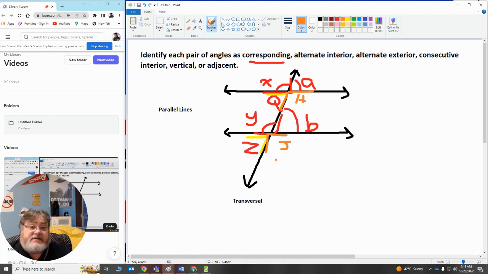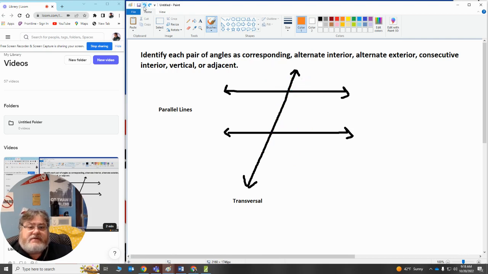Okay, so let's say that angle H was, we'll say, 98 degrees. If J is 98 degrees, so will H. H will also be 98 degrees because they have the same measure. Okay, so let me clean this up and go over the next pair of angles.